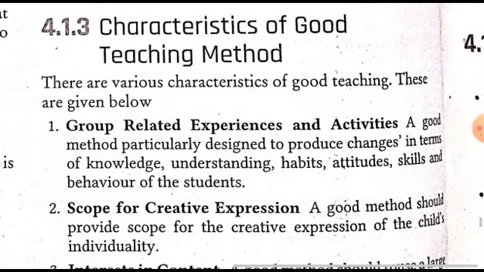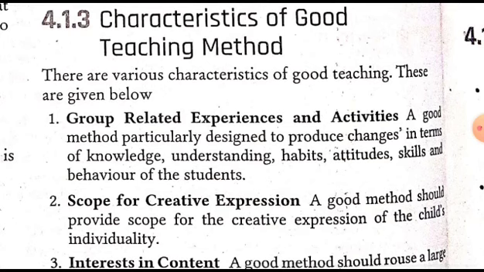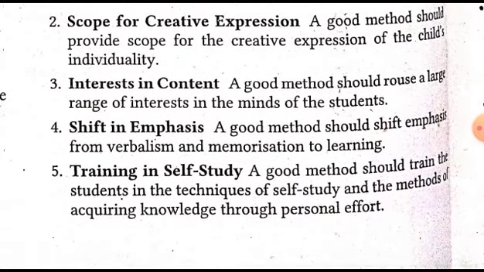Characteristics of good teaching method. There are various characteristics of good teaching method. These are given below. First, group related experiences and activities. A good method is particularly designed to produce changes in terms of knowledge, understanding, habits, attitudes, skills, and behavior of the students. Second one is scope for creative expression. A good method should provide scope for the creative expression of the child's individuality.